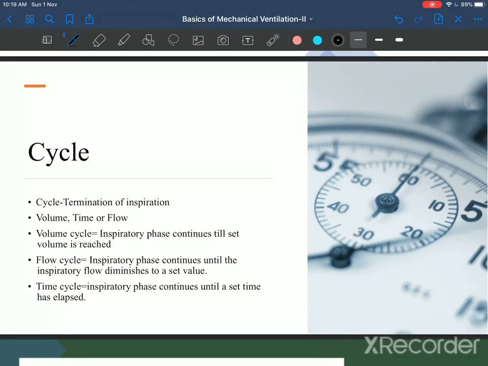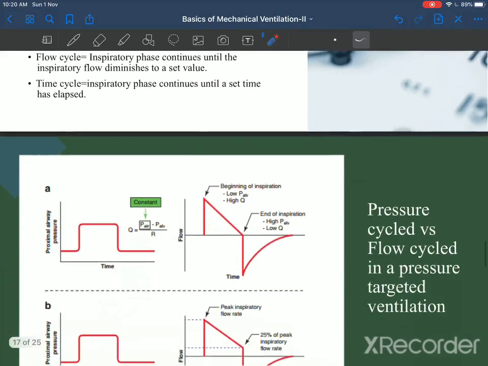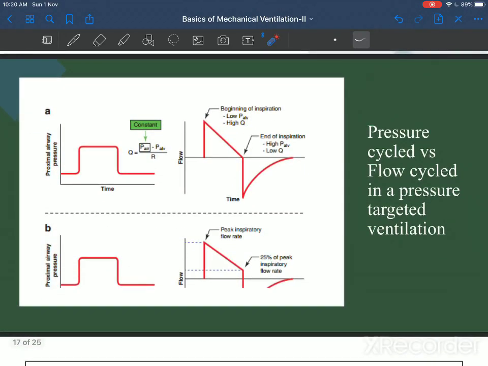Now the patient has to stop the breath. So there should be a termination to this inspiration. That is cycle. Cycle can be either a volume cycle, time cycle, or a flow cycle, meaning you can set at what point the inspiration will stop. Volume cycle means the inspiration will continue till some set amount of volume is reached. Flow cycle is it continues until the inspiratory flow diminishes to a set value. Time cycle is till a particular set time has elapsed. This does not require too much explanation on my part. I think this is pretty basic.